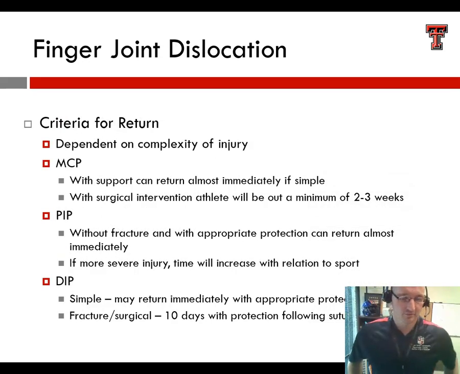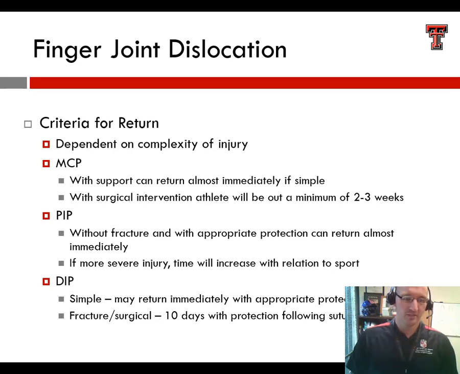Okay, criteria for return, really this is kind of a wild card. It's hard to say. If you've got an athlete who dislocates their finger, they might be able to return the next series. They might be out for several weeks. There's just really no way to realistically predict this ahead of time. In the case of MCP, they can be reduced and return almost immediately. Okay, if they've had surgery, they're probably going to be out for a couple of weeks. They've got to recover from the surgery and make sure that their wounds are healed.